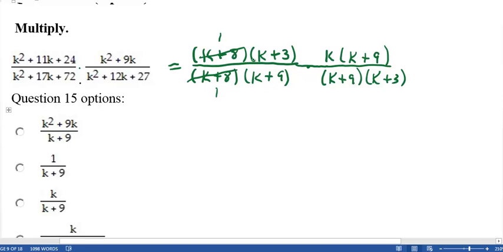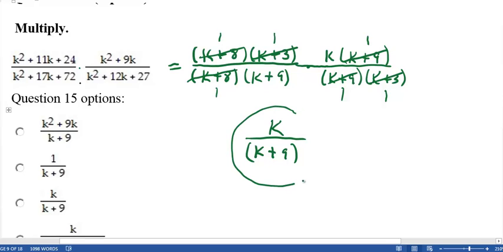We have a k plus 3 and a k plus 3, and a k plus 9 and a k plus 9. So in the numerator, we have 1 times k times 1, which is just k. And in the denominator, we have 1 times k plus 9 times 1, which is k plus 9. This cannot reduce any further because this k is not a factor but a term. So our answer is k over k plus 9.